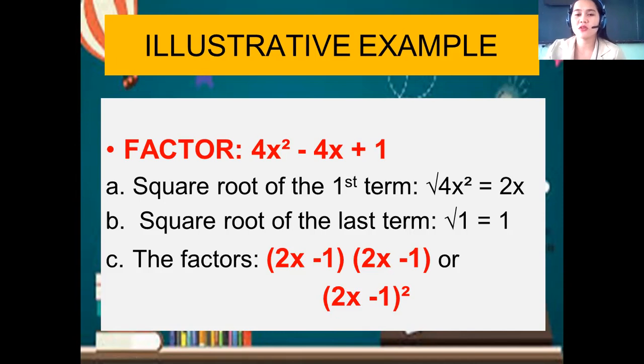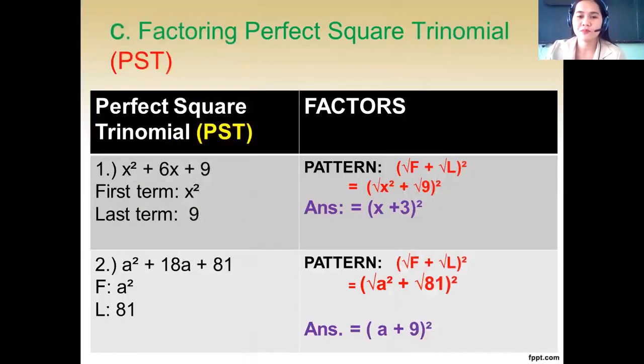Next, we have another example here. x squared plus 6x plus 9. The first term here is x squared and the last term is 9. So just get the square root of the first term, that is x, and the square root of the last term, that is 3.